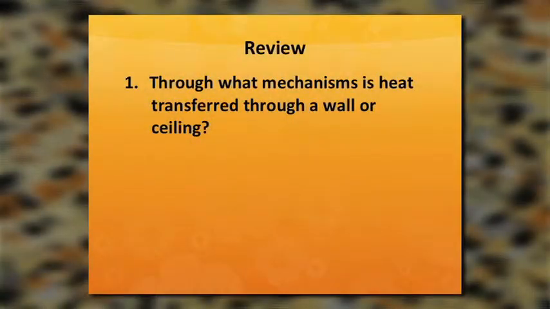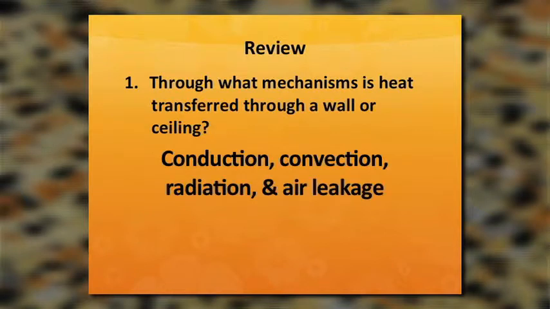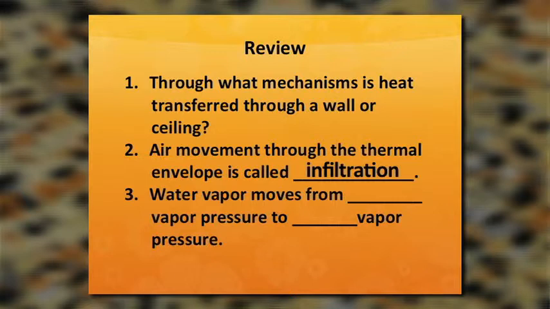Let's review. Through what mechanisms is heat transferred through a wall or a ceiling? 3 different methods. Actually, it's 4. We have conduction, convection, radiation, and air leakage. Air movement through the thermal envelope is called infiltration or exfiltration. Okay? Water vapor moves from high vapor pressure to low vapor pressure.